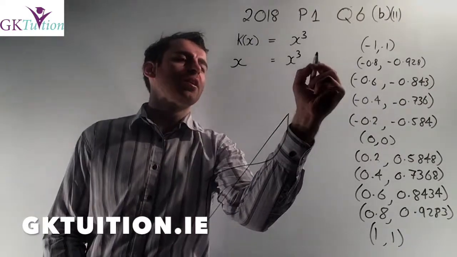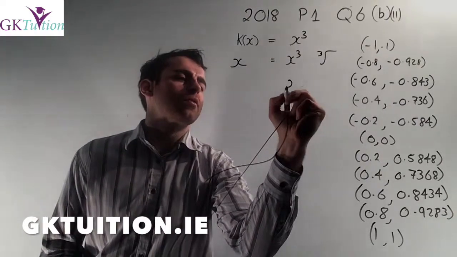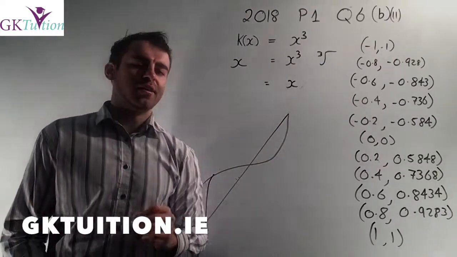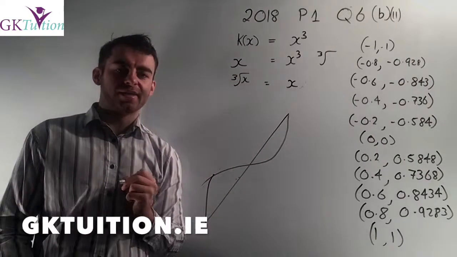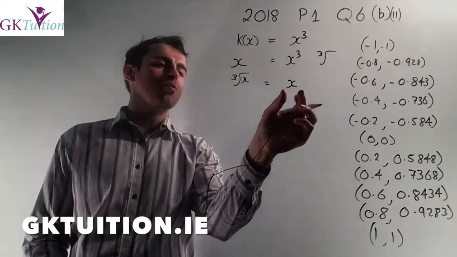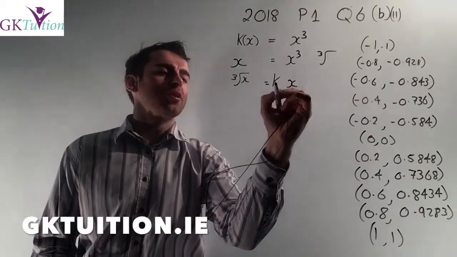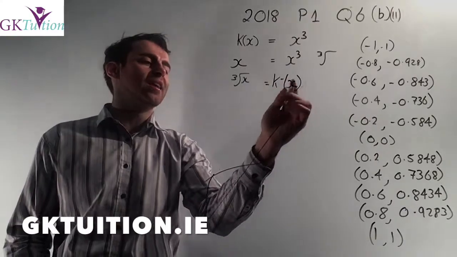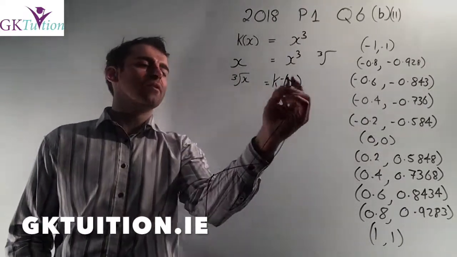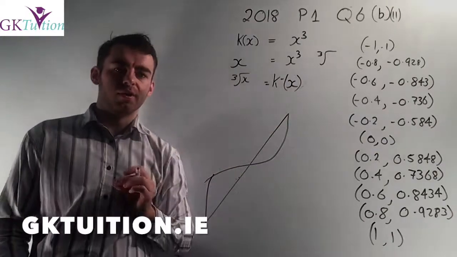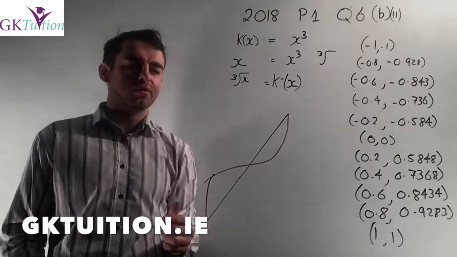In order to get rid of that cubed, you would get the cube root of both sides. The cube root of the right hand side is just x, and the cube root of the left hand side just becomes the cube root of x. So now you've isolated what was the x over here. Once you've isolated it, you can call that k inverse of x. That is the inverse function. You now have k inverse of x is the cube root of x. And that's your function. So they asked you to graph it, you can just graph that.